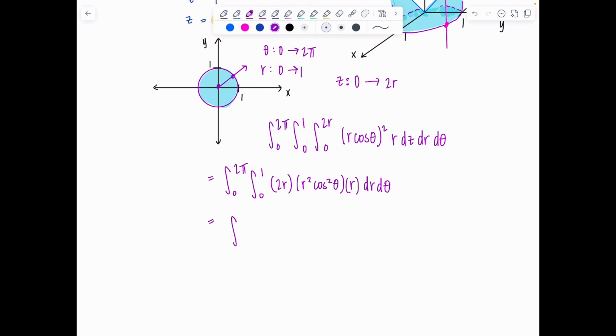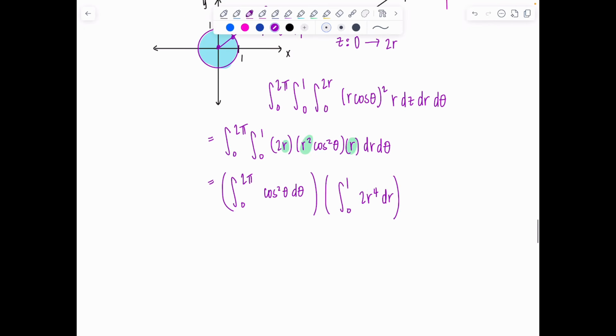So I can go 0 to 2 pi, and I'll just have cosine squared theta d theta. And then I can also evaluate from 0 to 1, how many r's do I have? 1, 2, 3, 4. So 2r to the fourth dr. So here we go. How do you integrate cosine squared theta? You replace it with 1/2 times (1 plus cosine 2 theta) d theta. This will get evaluated from 0 to 2 pi. And then the antiderivative of 2r to the fourth would be 2/5 r to the fifth, evaluated from 0 to 1.